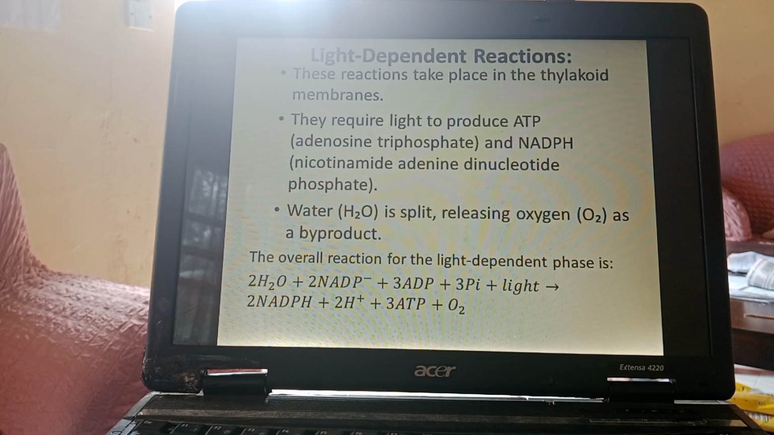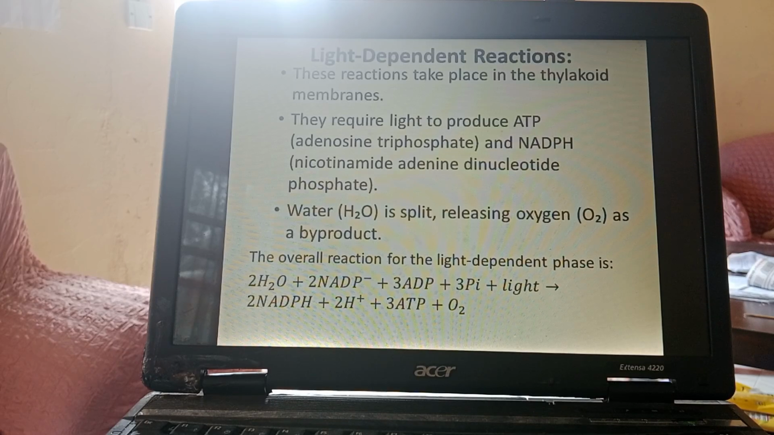Light-dependent reactions. These reactions take place in the thylakoid membranes. They require light to produce ATP, and ATP is short for adenosine triphosphate, and NADPH, nicotinamide adenine dinucleotide phosphate. We will tell you what they are later. Water, H2O, is split, releasing oxygen as a byproduct.